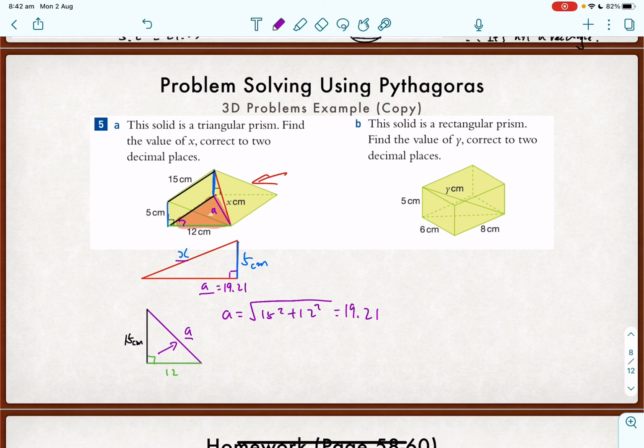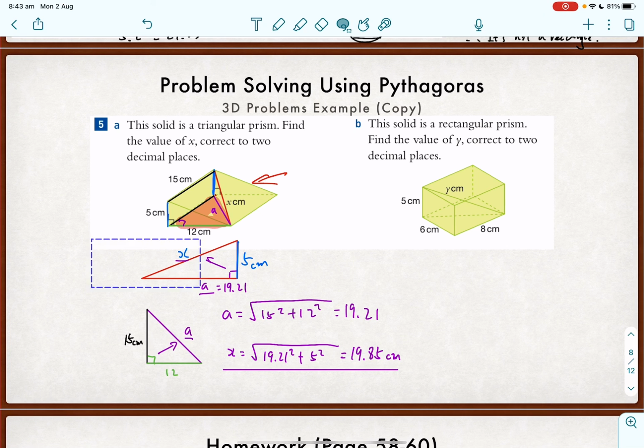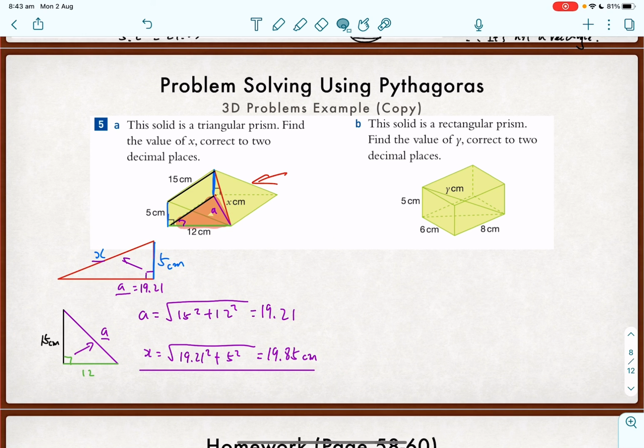Okay, so now we know how to find x. x here equals the square root of 19.21 square plus 5 square, because x is unknown, the other two are known, so add them. That is 19.85 centimeters. So we work out what x is. Okay, if you're okay with this now, have a go on the second one.